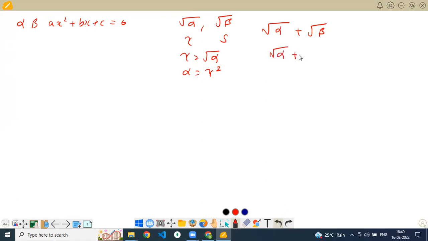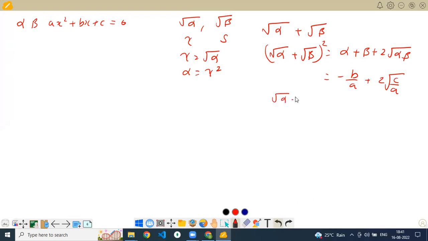Square root of alpha plus square root of beta whole square is equal to alpha plus beta plus twice square root of alpha beta. So this is equal to minus b by a plus twice square root of c by a. So square root of alpha plus square root of beta will be equal to minus b by a plus twice square root of c by a, to the power half. And product will be square root of alpha beta, which will be square root of c by a.